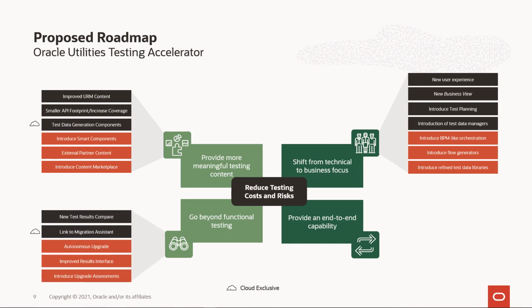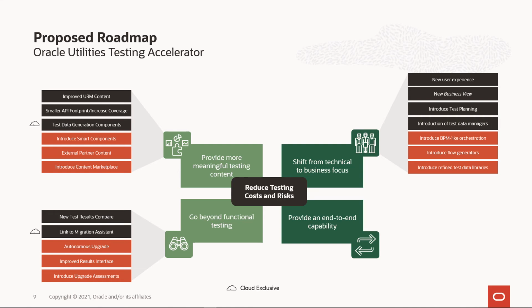Now, going beyond testing, we're going to introduce some generic functionality to allow you to compare across tests. We're going to link to the migration assistant. The migration assistant is a tool that we implemented on the cloud, which allows you to migrate your data, not only your configuration, but your transaction and master data. At the moment, you can initiate that from your cloud instance. You'll be able to also do that from UTA. So we'll provide an interface so that when you're in a test, you don't have to jump to another system to move your data. You can come into UTA and say, okay, I want to run that extract and monitor it from UTA.